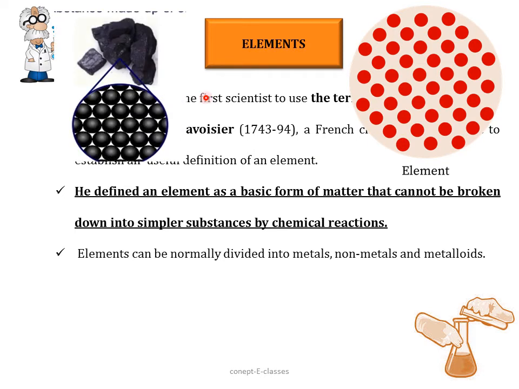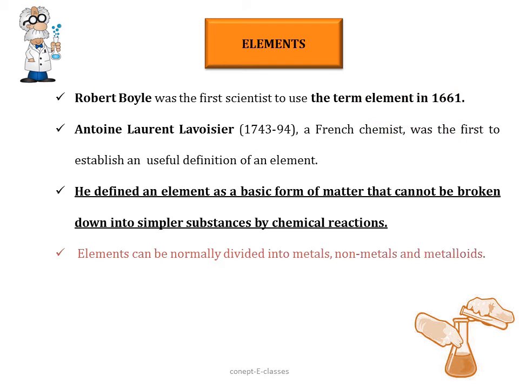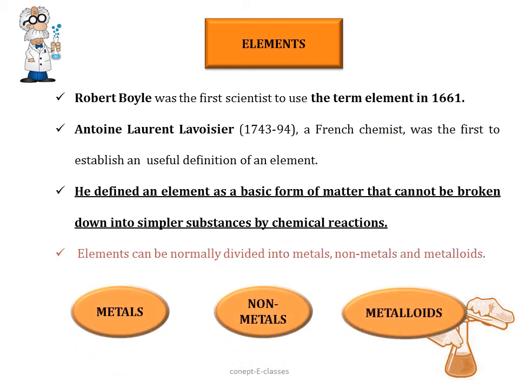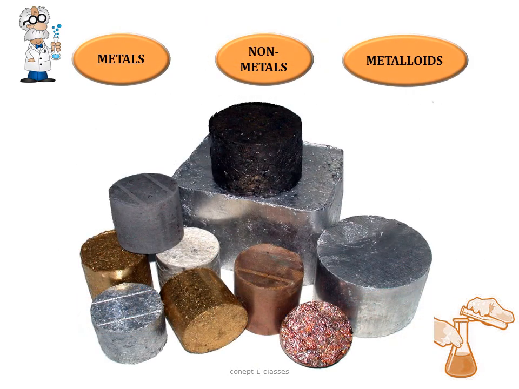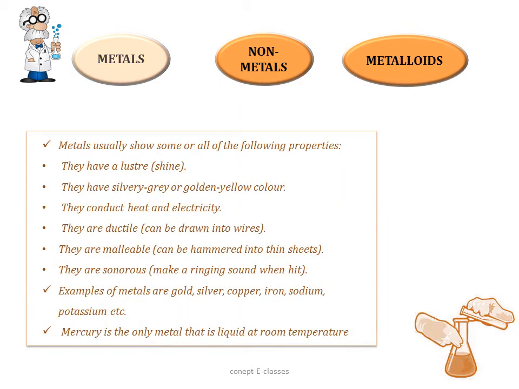Say for example carbon. Here the carbon is fully made up of carbon, C, atoms. Now elements can normally be divided into metals, non-metals and metalloids. So let's see each of these briefly. The first one is metals. Metals are those substances that have the following properties.